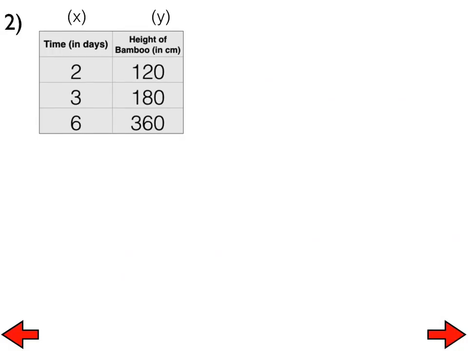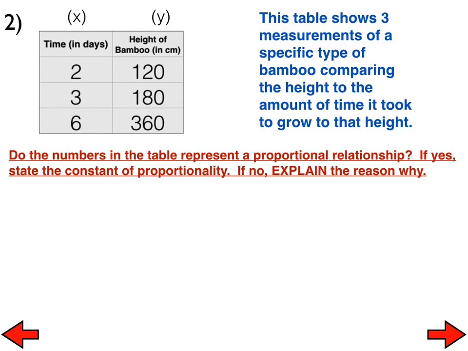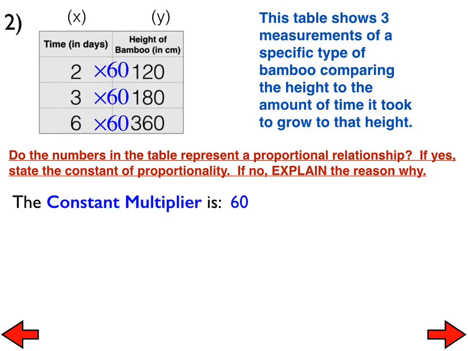Number 2. 2 times what is 120? Good. 60. This represents how tall this bamboo plant is growing and how long in days it took. 3 times what is 180? 6 times what is 360? Are they all the same multiplier? So that means it's constant. And if we have a constant of proportionality, that means our table has a proportional relationship.